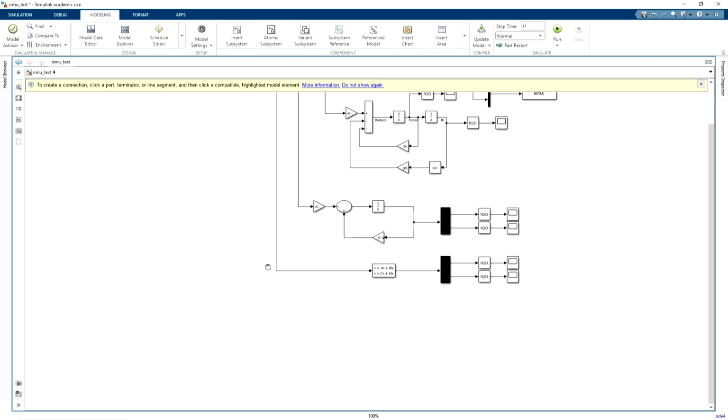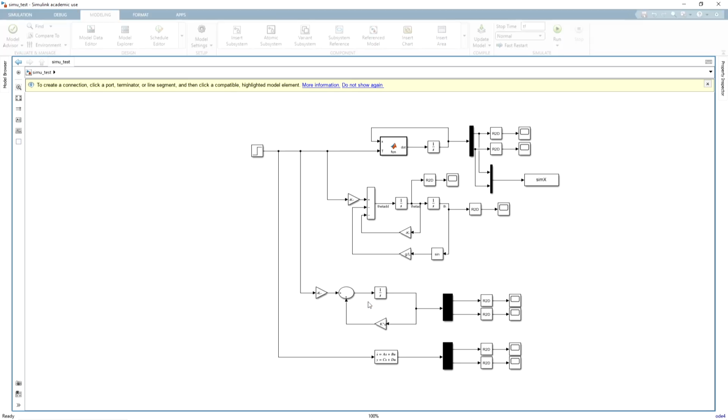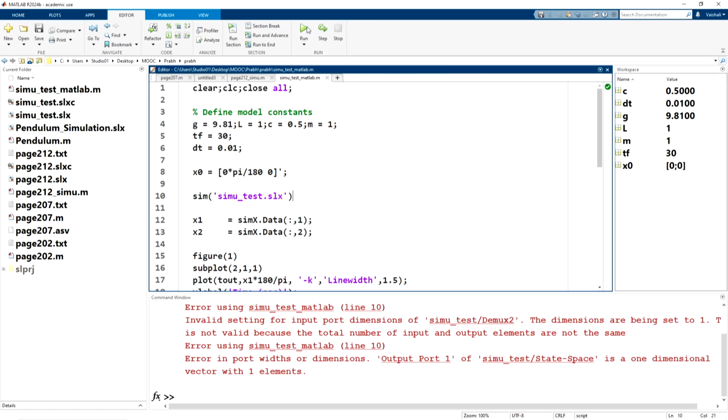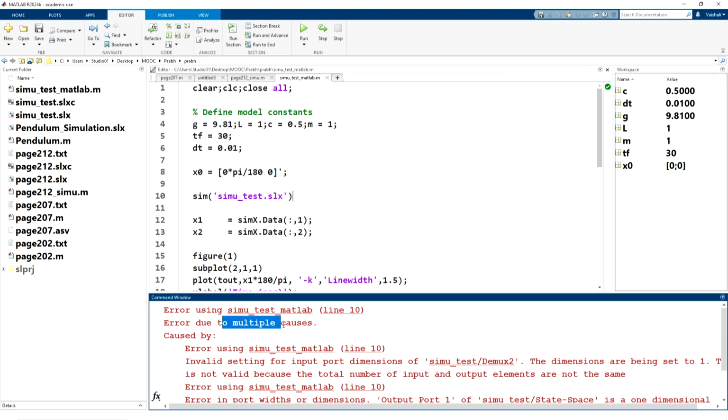And see if there is any problem. Control S, run the code. Yes, so there is some issue here, error due to multiple causes. Input port dimensions are being set to 1.